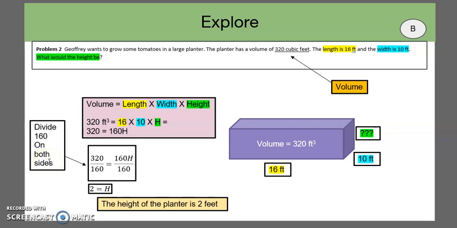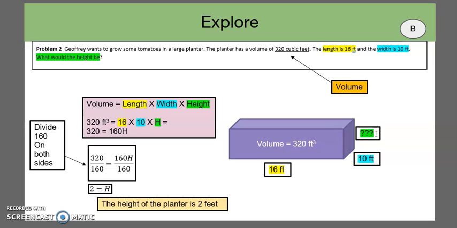So in this problem, we notice that we are given the volume. So here we know that the whole volume is 320 cubic feet. We also know that the length is 16 feet and the width is 10 feet. Unfortunately, we do not know what the height is, but we have other information that can help us with this.